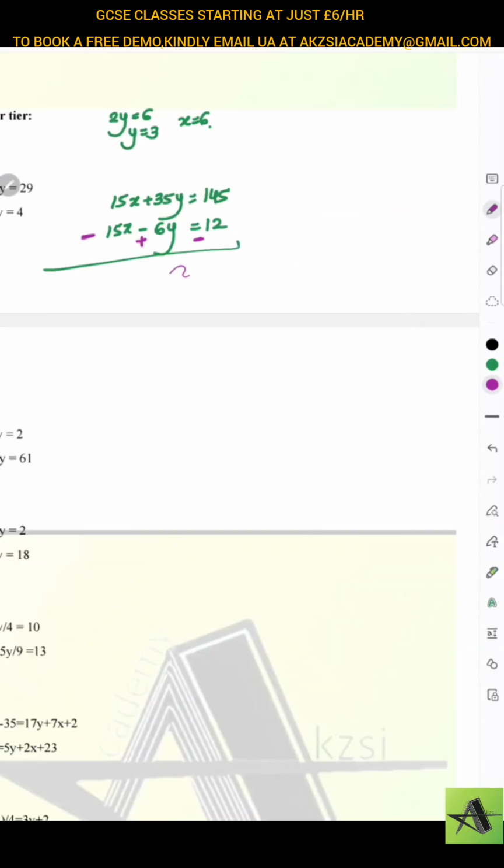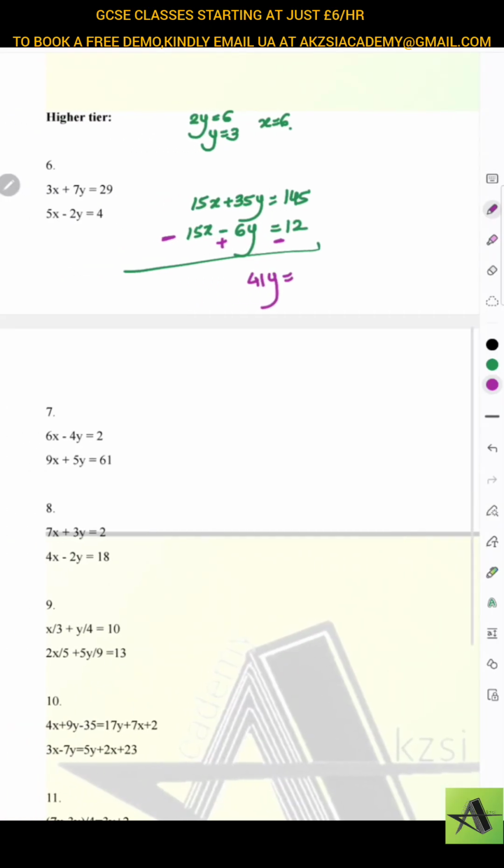So this will become 41y equals 145 minus 12, which is 133. So finally y equals 133 over 41. If y equals 133 over 41, you have to substitute this in either of the equations to get the answer. So let me substitute in this equation.